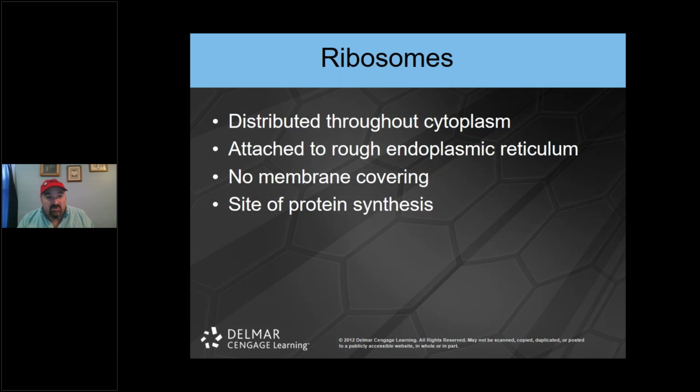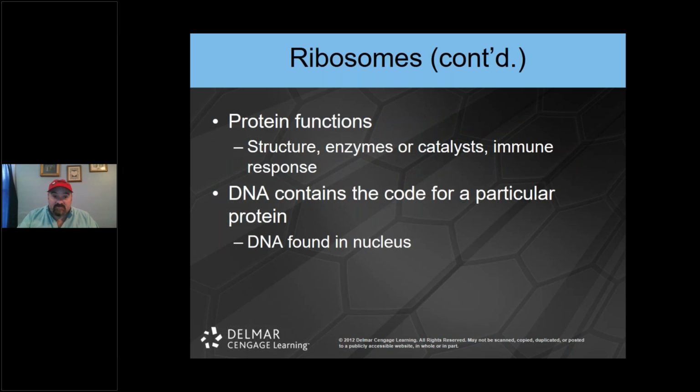And again, the ribosomes, these are not membrane-bound organelles. Right? A ribosome is not. There's no membrane covering it, but it is the site for protein synthesis. And it'll work with the RNA of the cell in order to produce proteins. So proteins function for the structure of the cell, for enzymes, right? Enzymes are catalysts, and enzymes will facilitate reactions inside of the cell, right? Or outside of the cell.